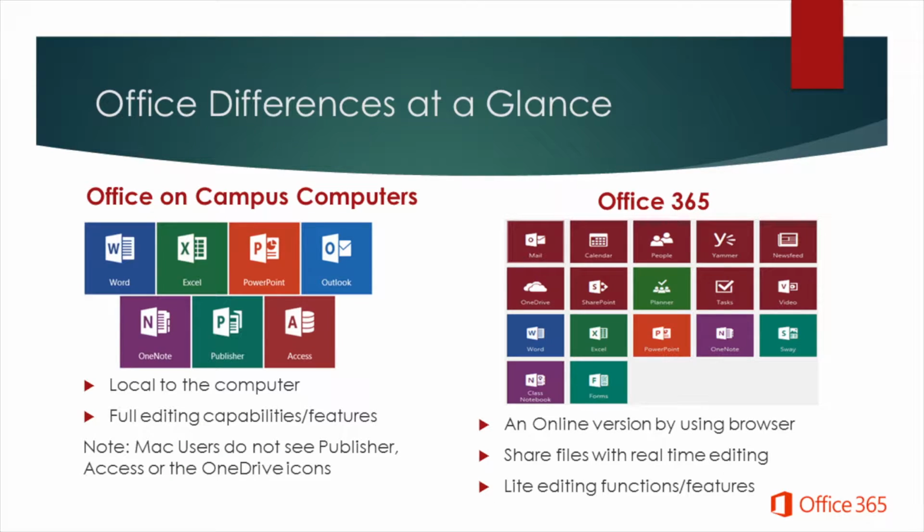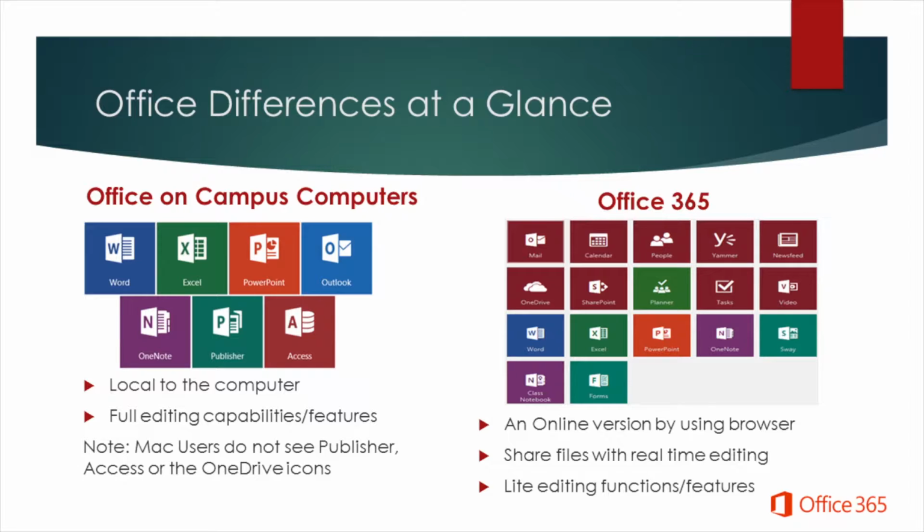So next, we want to look at a few Office differences at a glance. So we're talking about Office on campus computers, which is Office 2016, and differences with Office 365. As you can see here, Office 2016 is solely on your local computer, and local meaning your personal computer here on campus, okay? One of the differences is that Office 2016 is local to the computer.